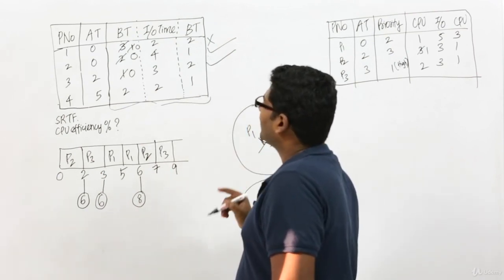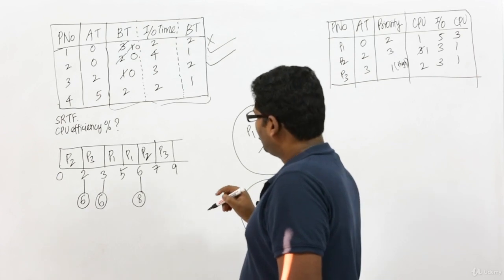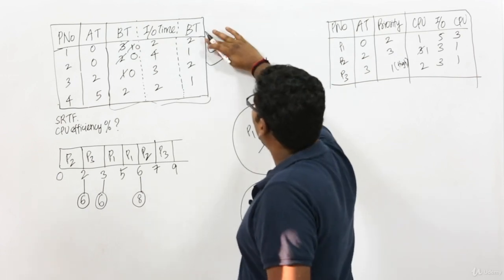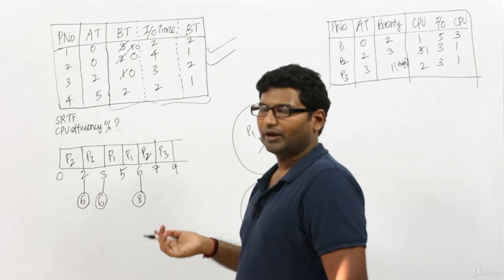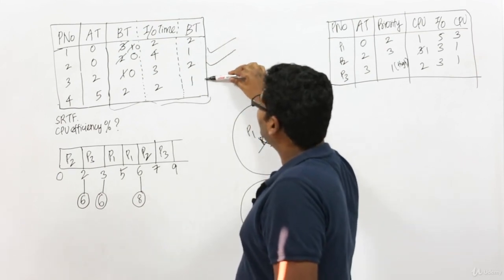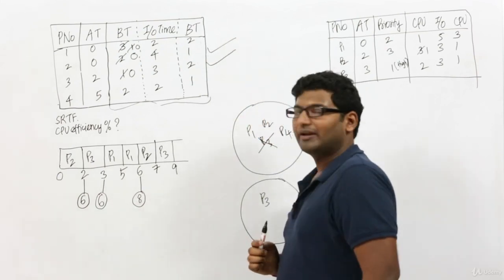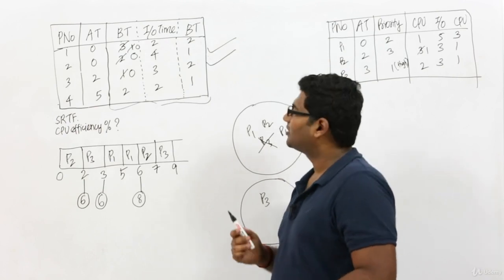So P2 is done, P3 is done. P4 has now come to the ready state. It has completed its IO. So as of now we have P1 and P4. Out of these two, we might have to select only one process based on SRTF.